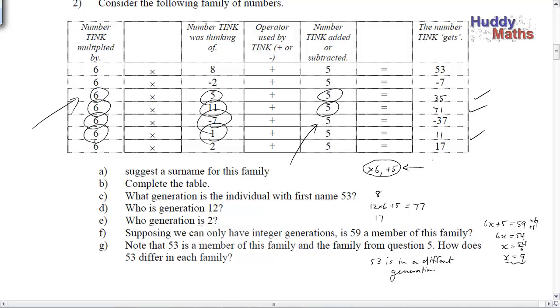Okay, the same operation. What generation is the individual with the first name 53? Here's the individual 53 and here's the generation number. So it's 8. Who is generation 12? Well, there's no 12s over here.